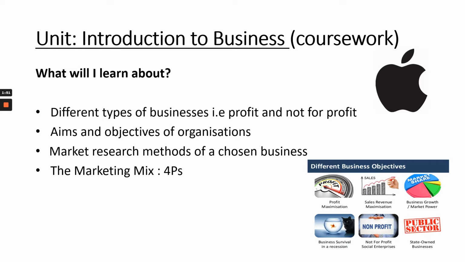Further on in the unit, we'd look at market research methods, and that is finding out existing and potential customers' opinions on products and services that are currently on offer. Some of these methods include questionnaires, surveys, interviews, and focus groups. The last topic of this unit is the 4 Ps, known as the marketing mix. That is looking at a particular business, for example, McDonald's or Apple, and their 4 Ps, which are product, place, price and promotion. So there's quite a bit of research involved on that.